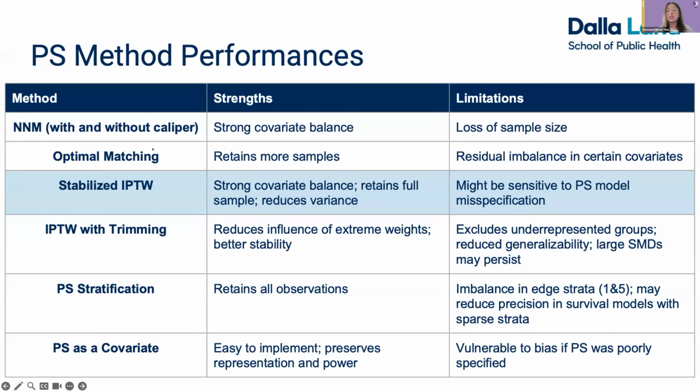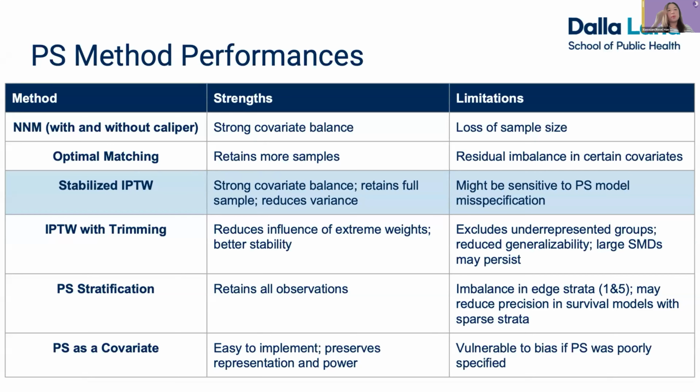And now I would like to discuss the results that are derived. Due to the time constraint, I wasn't able to show you all the results, but I'm happy to share them upon request. So here I summarized a table of the propensity score method performances, listing the strengths and limitations. From my study, I noticed that nearest neighbor matching with and without caliper distance showed strong covariate balance, but at a cost of losing sample size, which was not ideal.